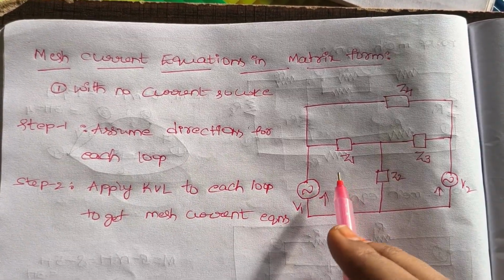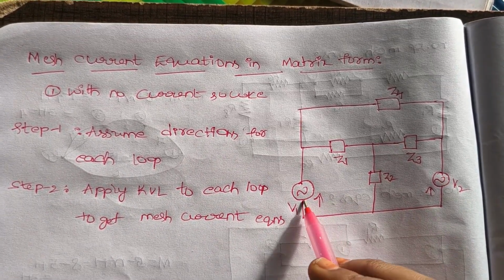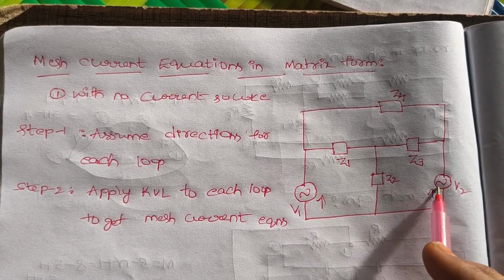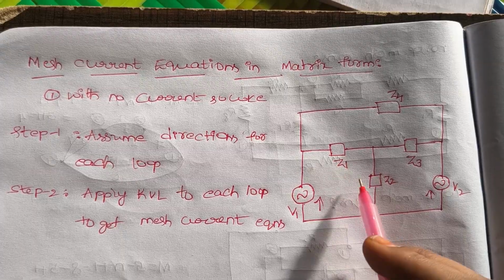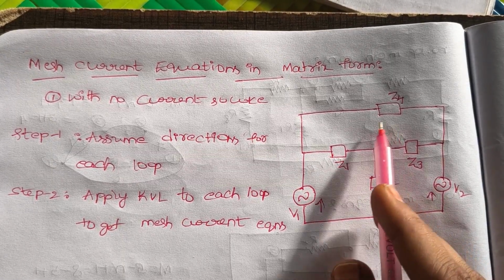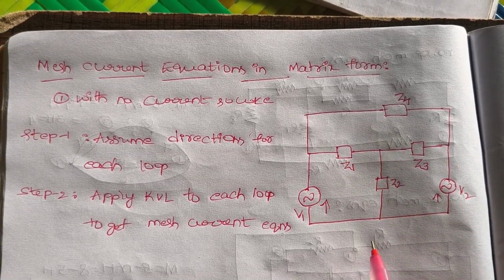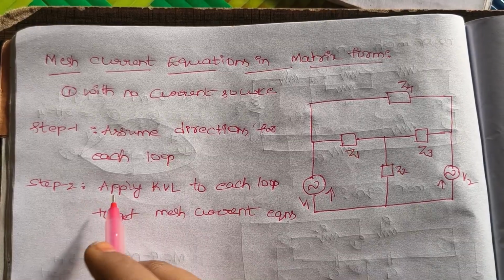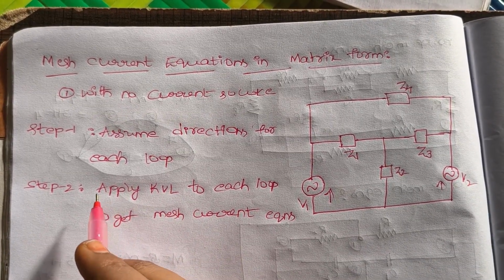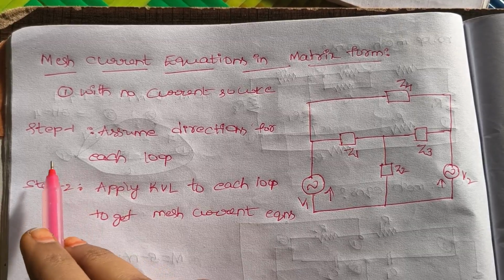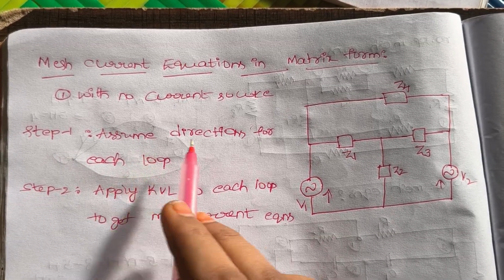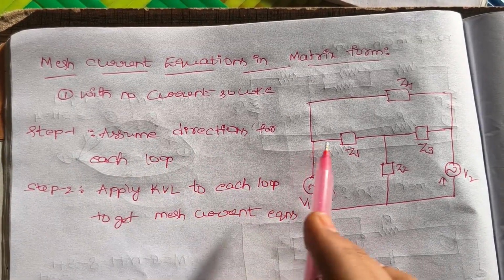First, this is the circuit diagram. Here we have voltage sources V1, V2 with their directions, and Z1, Z2, Z3, Z4. These four elements are the impedances. So we have to find the mesh current equations. There are three steps. The first step is to assume directions for each loop.